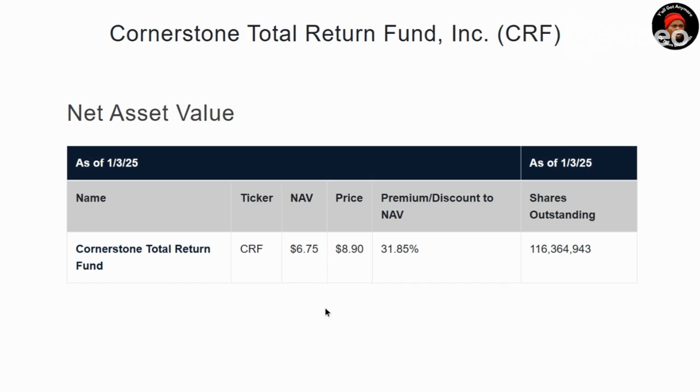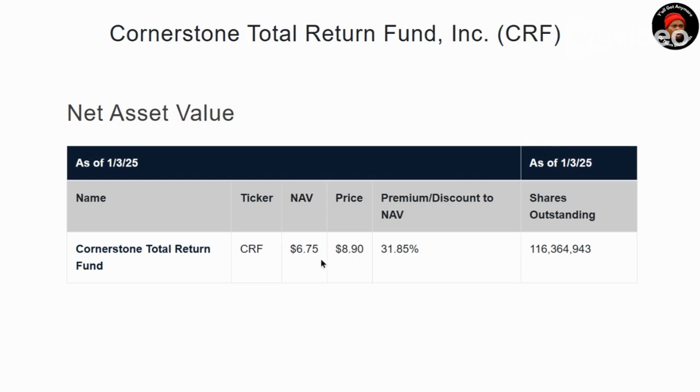Now, going back to the rights offering, when they have rights offerings, they don't always allow you to purchase shares directly at the NAV. So if you see here that the NAV is $6.75 and the price is $8.90, the rights offering may allow you to purchase shares at $8, it may allow you to purchase them at $7.75, or it may let you purchase them at $6.75. It's all just dependent on what the fund wants to do.